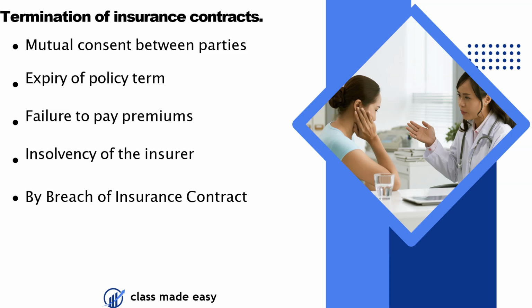Another very, very important one is failure to pay premiums. Remember, we have said essential elements of an insurance contract. Consideration has to be there, and we said consideration is the premiums that you pay. So if you do not pay these premiums, the engagement can come to an end. And then we have insolvency of the insurer. That is the company. The company can be declared insolvent, so it may not continue to run.